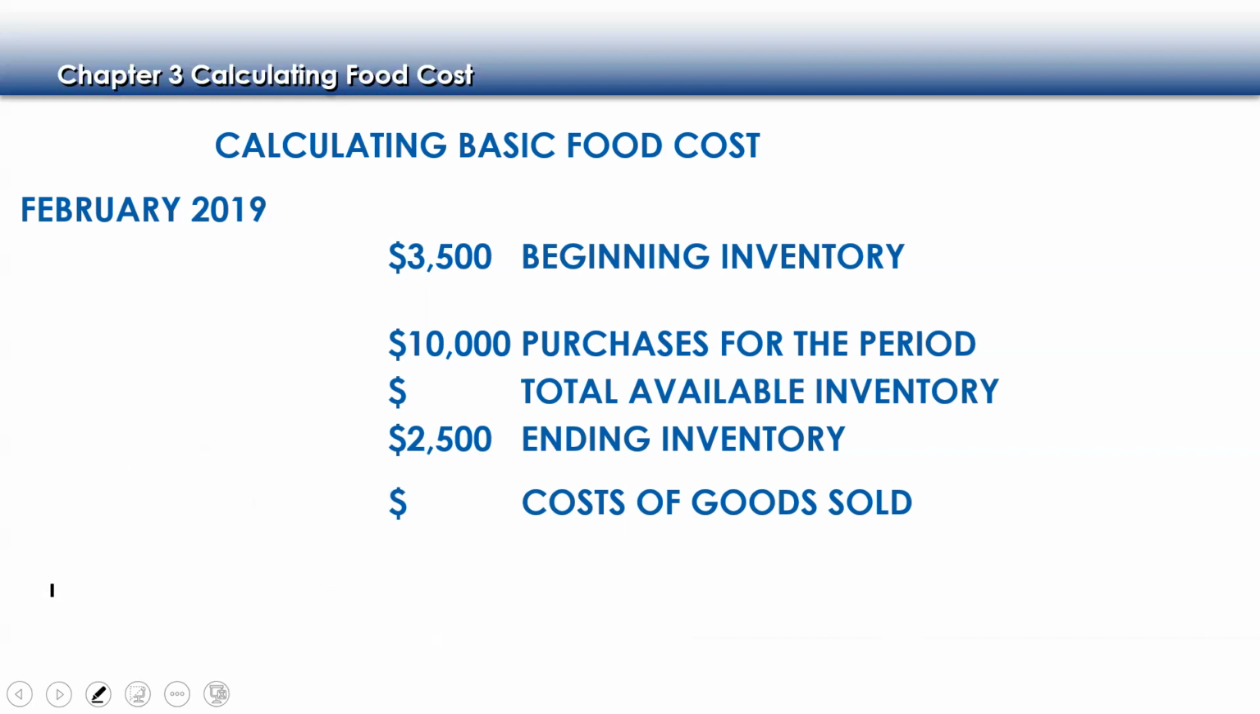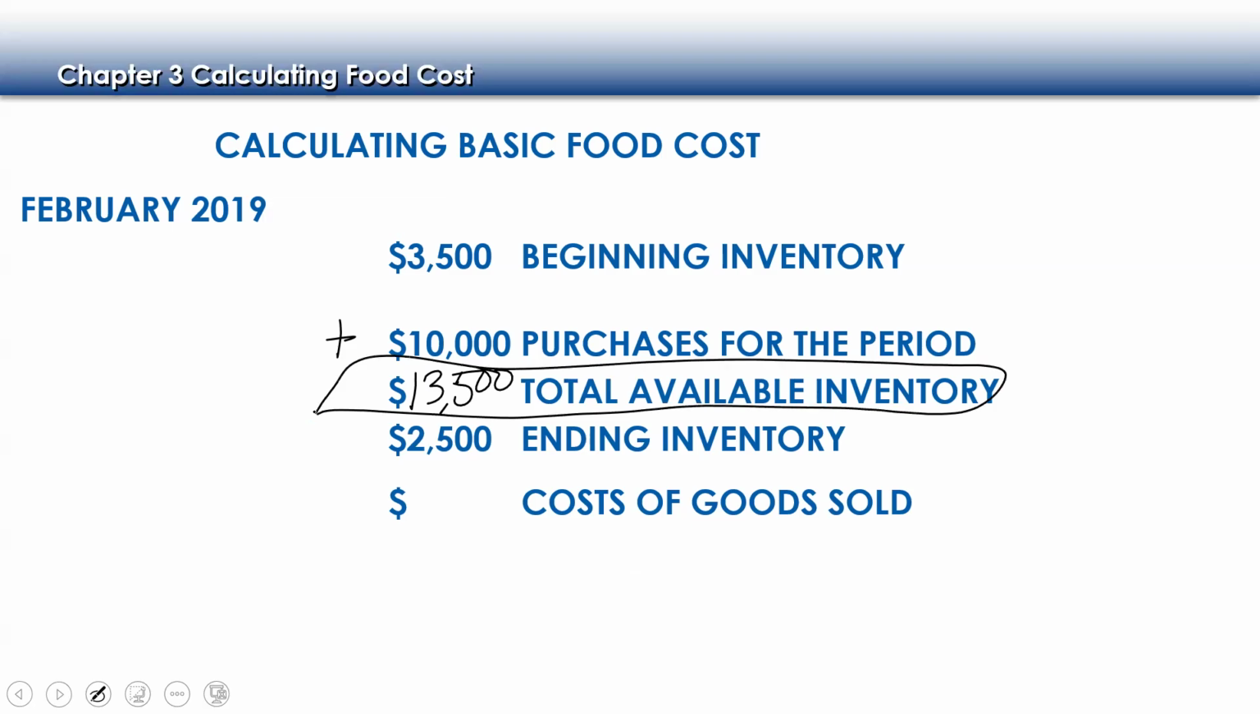All right, so our beginning inventory, $3,500. We add the purchases for the period, and what is our total? 13,500. This tells me that during the period, I have a total of $13,500 available to me at any given point.